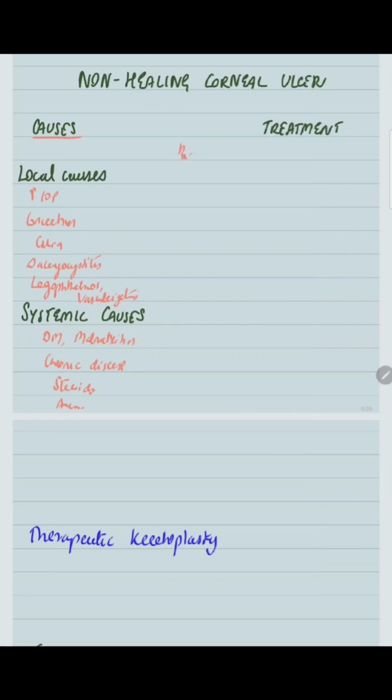Treatment basically involves removal of the associated cause. Whatever it is, treat the underlying cause, then we can do debridement of the ulcer to remove the necrosed material. Cauterization can be done in unresponsive cases, but it is rarely done now. Bandage contact lenses can be given. Peritomy can be done. It is severing of the perilimbal conjunctival vessels, and when excessive corneal vascularization hinders healing, we do peritomy.